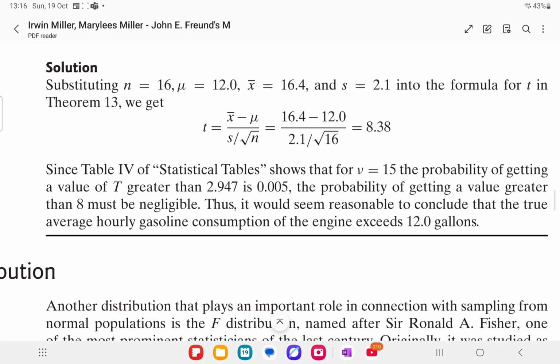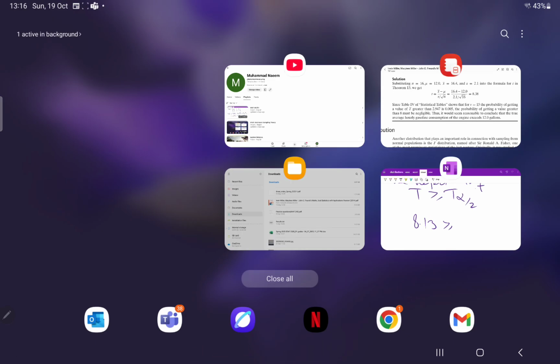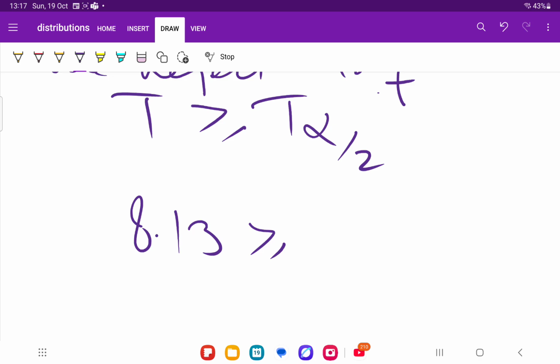I think it's 2.944 is 0.005, the probability. Yeah, from the T table we can have it. So let's say T alpha by 2 maximum value could be 3. The maximum that will go for T alpha by 2 is 3 with 1% significance level. With 1% significance level, it will go to a maximum of 3.